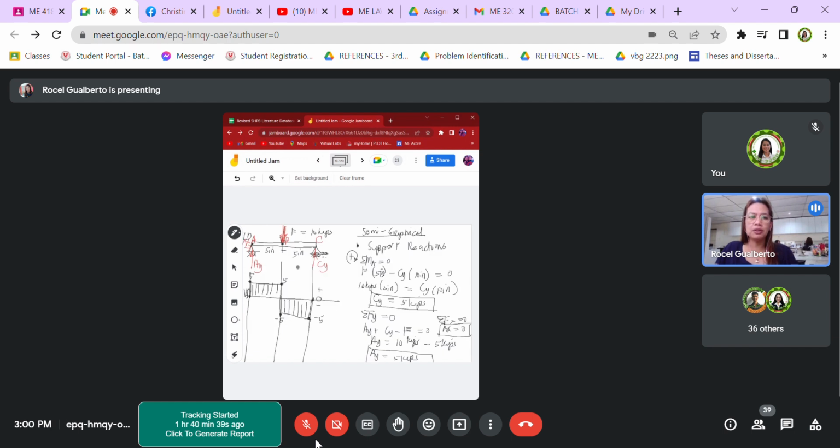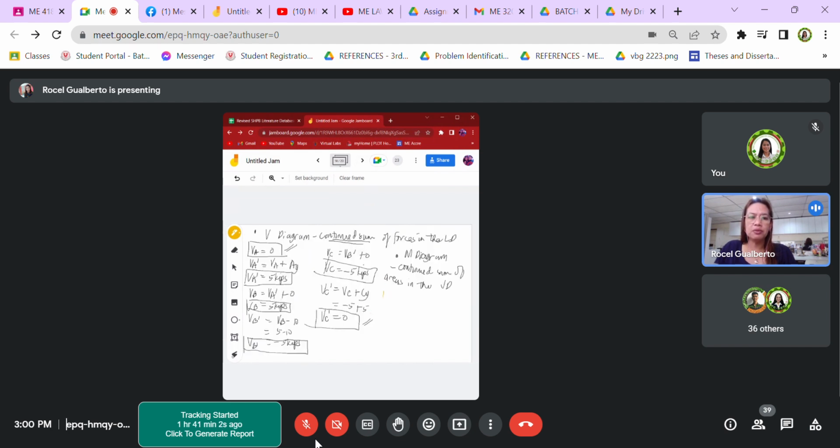So we look at our shear diagram. Notice that we have formed some areas. We label this as area 1, and this one would be area 2. And it would be the sum of the areas. For moment at A, you start with moment at A equal to 0. For each letter, there is only one moment.